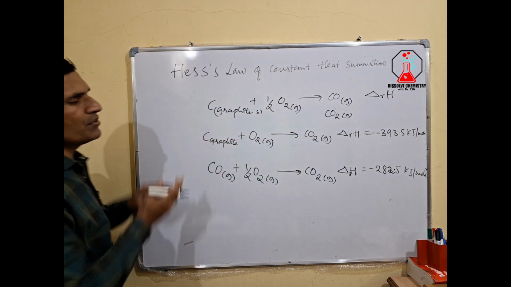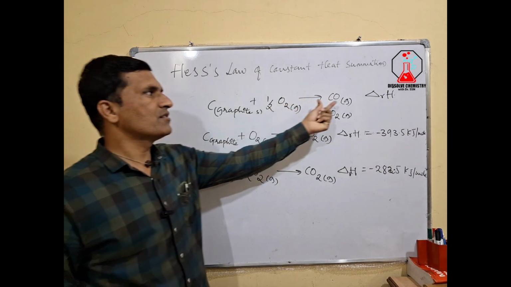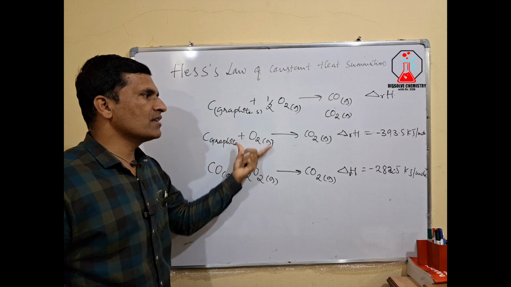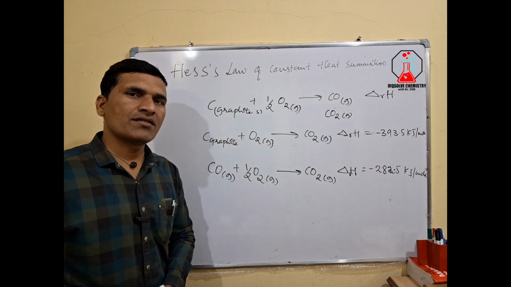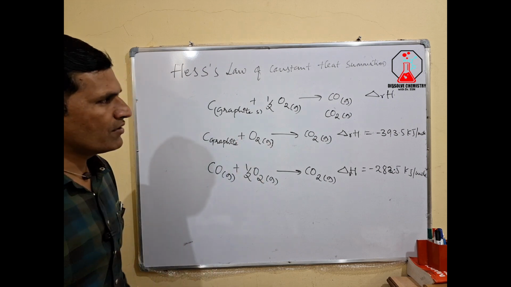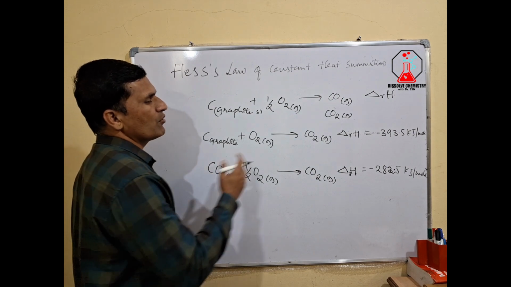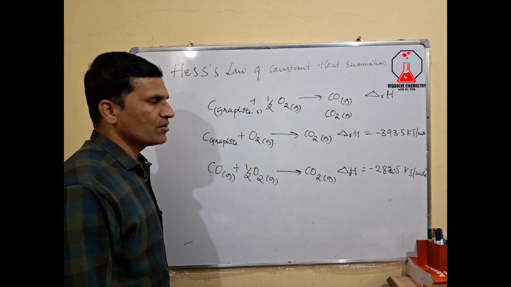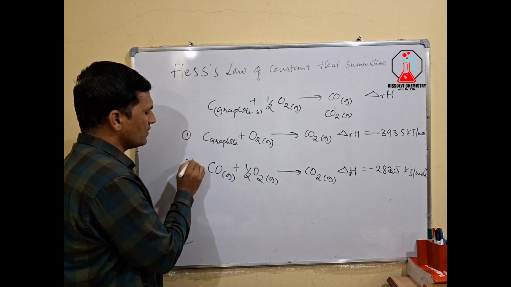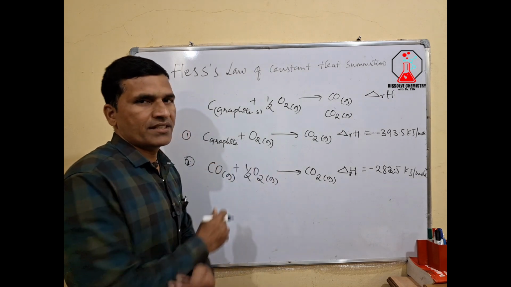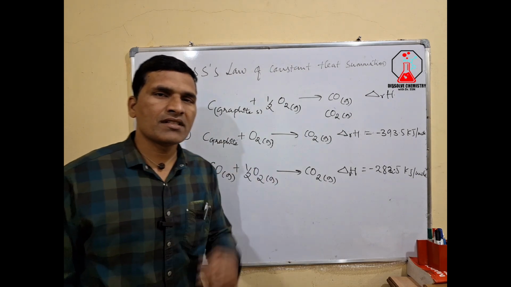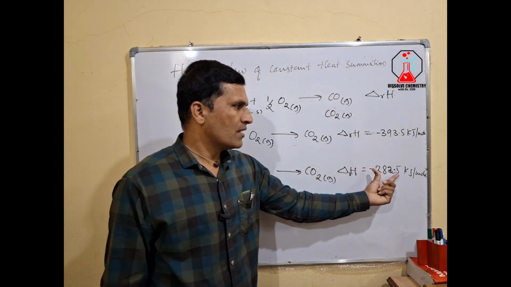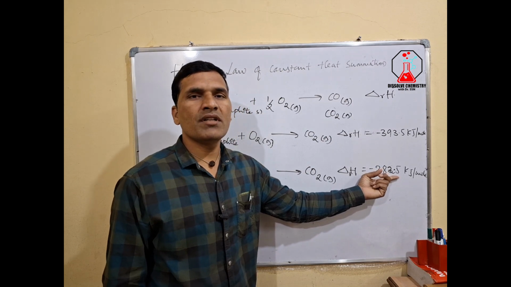Now, from these two equations, we can calculate the change in enthalpy of carbon monoxide by utilizing these two thermochemical equations. How can we do that? Make sure that your carbon monoxide is on the right side. To get carbon monoxide on the right side, I have to reverse this equation. As we discussed in the previous video, whenever we reverse a thermochemical equation, the sign of the enthalpy changes.